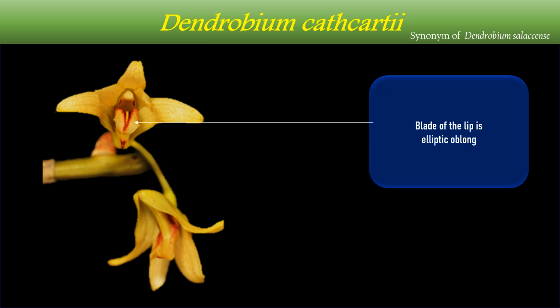You can see the blade of the lip is elliptic and oblong. That's how you can differentiate this. The lip is very prominent and very distinct from other Dendrobium species. So here you can see the lip.